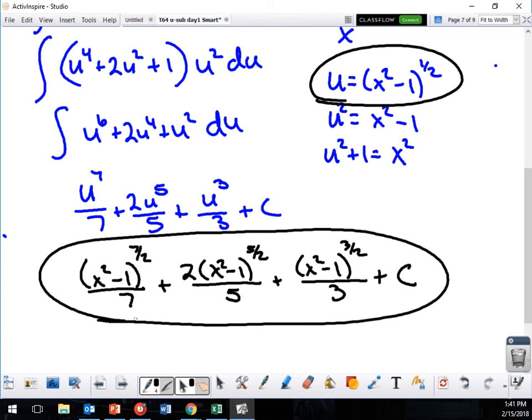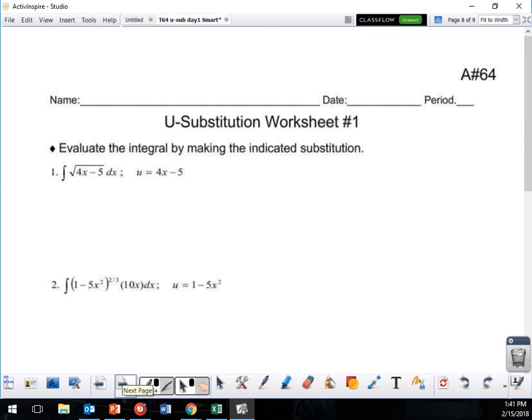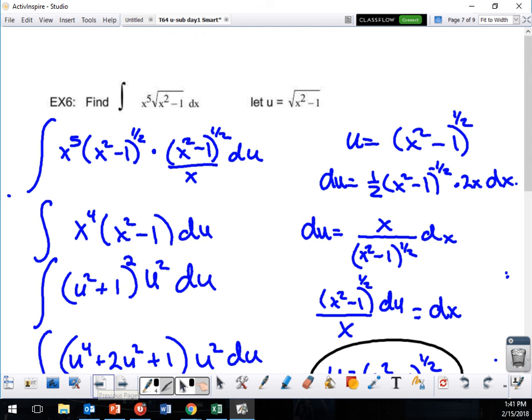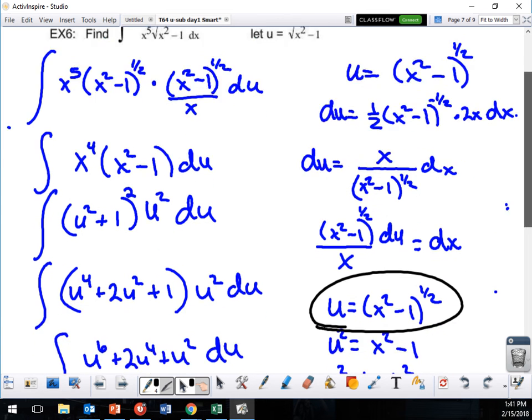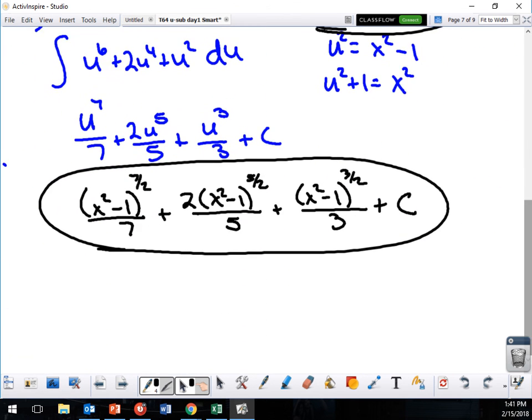We can also just leave it with the radical, right? If you want the radical, yeah, it's fine. But for me, myself, I like the fractional exponents. Was that the last one? Yes, that is the last one.